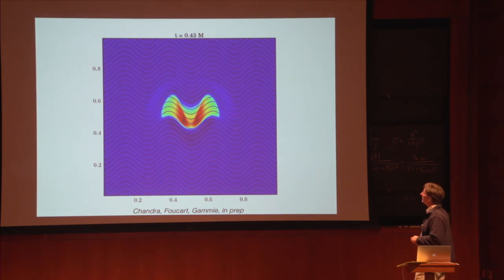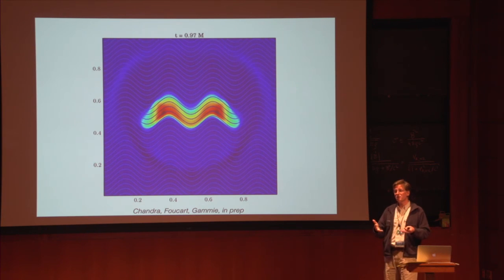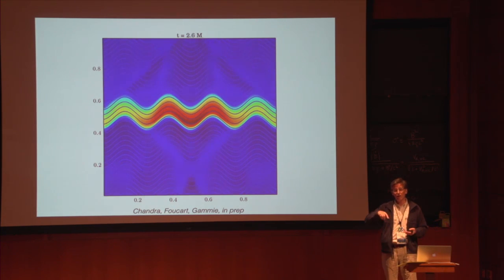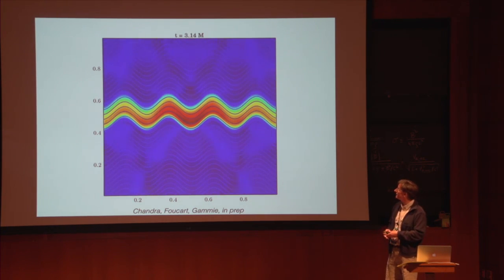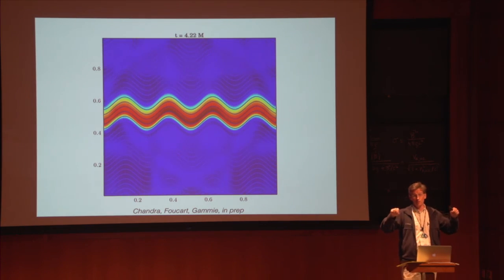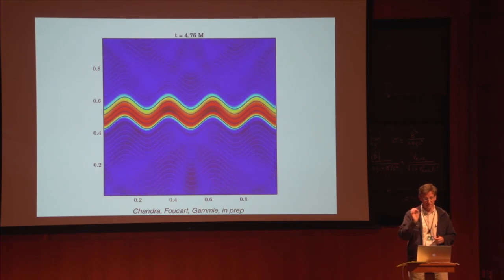So we let it go. And you can see that the temperature diffuses, that the heat diffuses along those oscillating field lines, eventually bringing the entire system into equilibrium along individual field lines.